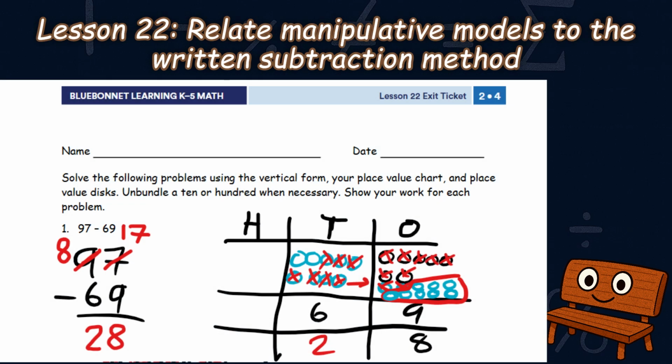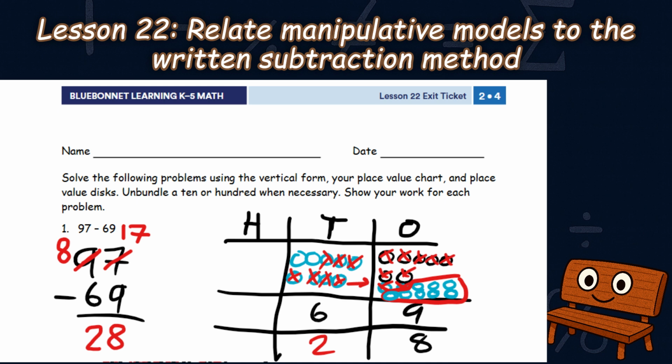For lesson 22, we are going to relate manipulative models to the written subtraction method. So here for our instructions, it wants us to solve 97 minus 69, but it wants us to use the vertical form and our place value chart and place value disks, and it wants us to unbundle if we have to. So looking at our vertical method on the left, we have 97 minus 69.